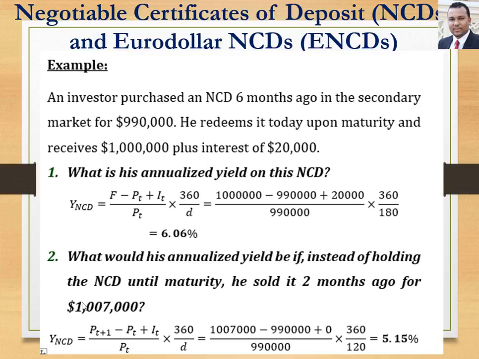The second case: suppose he sold it 2 months ago for $1,007,000. We will replace only the face value, which was 1 million; in this case it is 1,007,000. What about the interest rate? Interest in this case equals 0, no interest. What about days? Days in the first equal 180, the full time. Since it was sold 2 months ago, we cut the 60 days from 180, which equals 120 days. So the yield equals 5.15%.